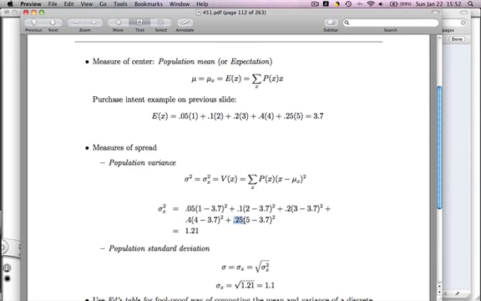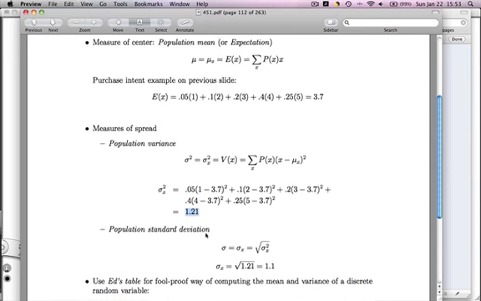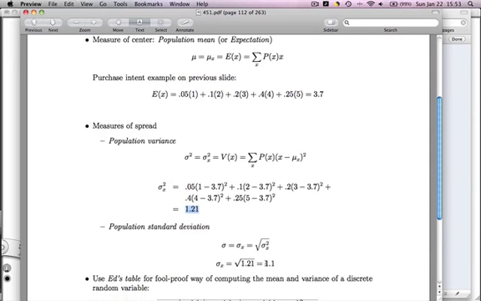We give that weight 0.25. 4 is also extremely likely to occur, so it gets weight 0.4. While the value 1 is not very likely to occur, so the squared deviation from the mean, 1 from the mean, only gets weight 0.05. So if we compute this out, we get a variance of 1.21. Then we can find the standard deviation by taking the square root, which is 1.1.